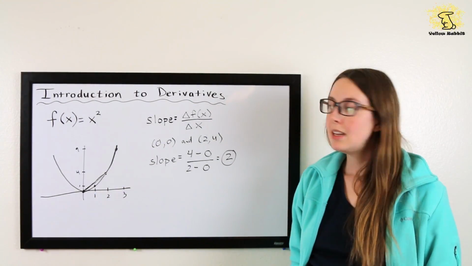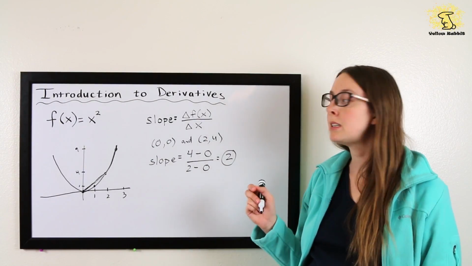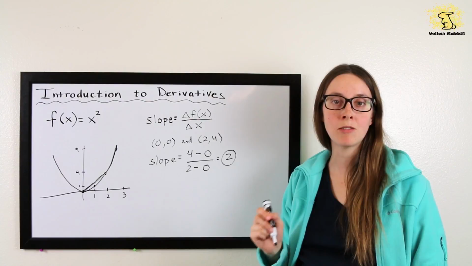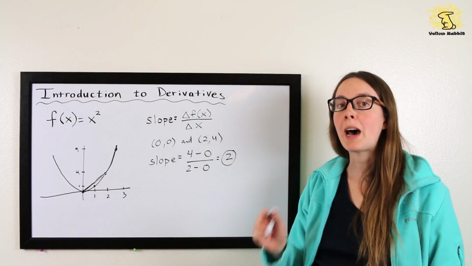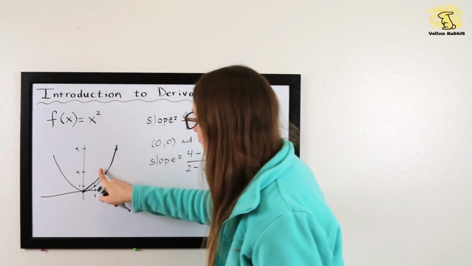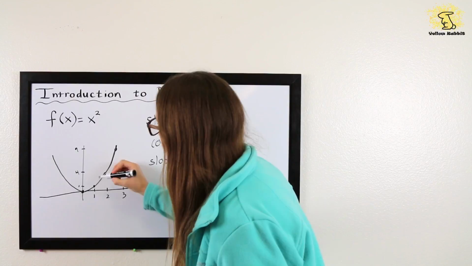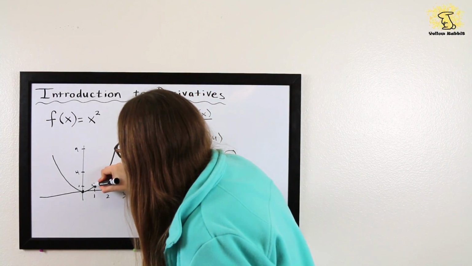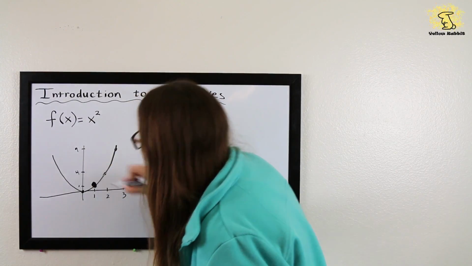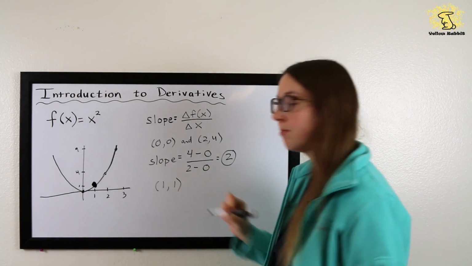But let's say instead of the slope between 2 points, we want the instantaneous rate of change. So we want the slope at one specific point. For instance, let's say we want the slope exactly here at the point 1, 1.